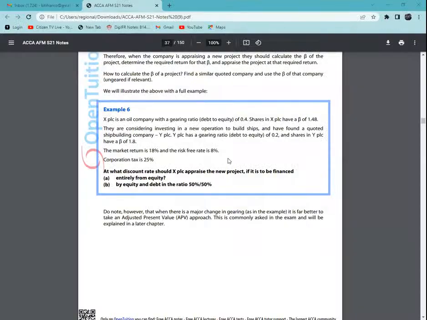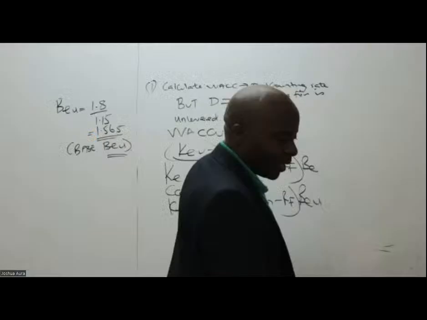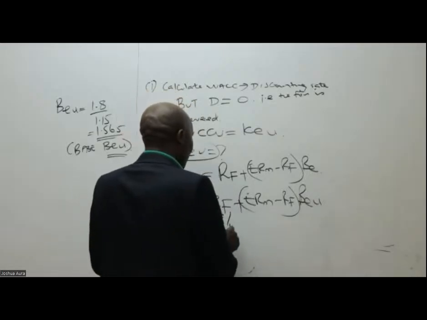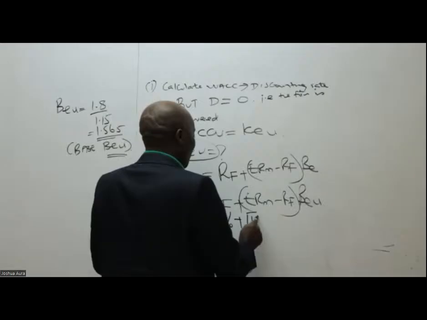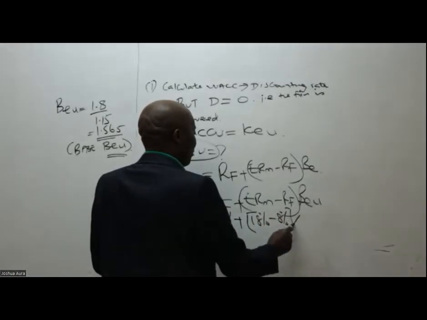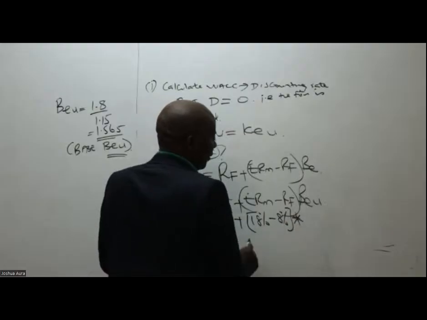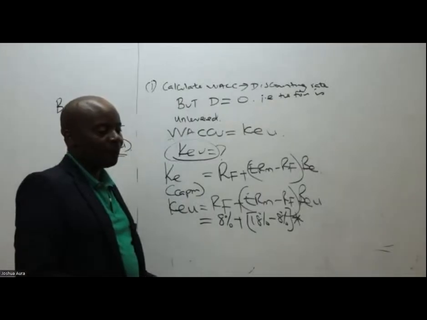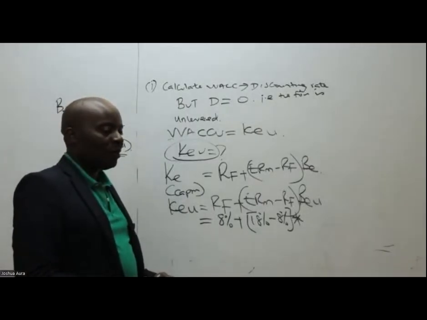Yes, it's 8% and the market return is 18%. So no worries at all. We are being told here that the risk-free rate of return is 8% plus 18%, the market return, minus 8%, multiplied by the beta equity of the unlevered firm. So could you kindly give me the beta equity of the unlevered firm?